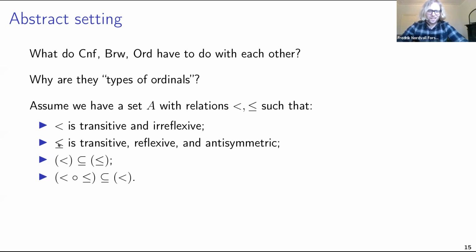And the non-strict relation needs to be transitive, reflexive, and antisymmetric. So if x is less than or equal to y and y is less than or equal to x, then they have to be equal. And the strict one needs to be included in the non-strict one. So that means that if x is less than y, then x is less than or equal to y.